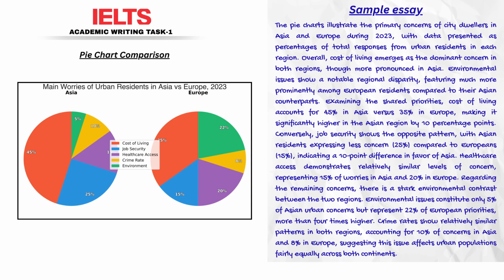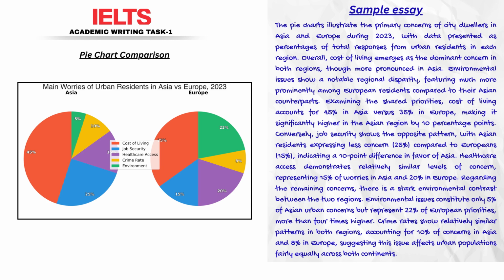Now we move to the body paragraphs, where the details live. A high-scoring response always groups data logically. This answer dedicates paragraph 3 to shared concerns, cost of living and job security, and paragraph 4 focuses on the contrasting concerns, healthcare, crime, and environment. This creates a very effective comparison structure.